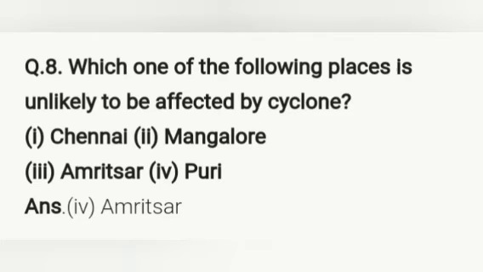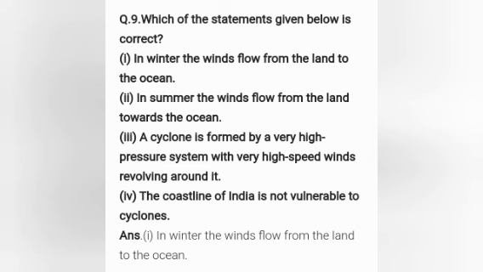And the ninth question is: which one of the statements given below is correct? In winter the wind flows from the land to the ocean. In summer the wind flows from land towards the ocean. A cyclone is formed by a very high pressure system with very high speed winds revolving around it. Fourth one, the coastal areas in India are not prone to cyclones.